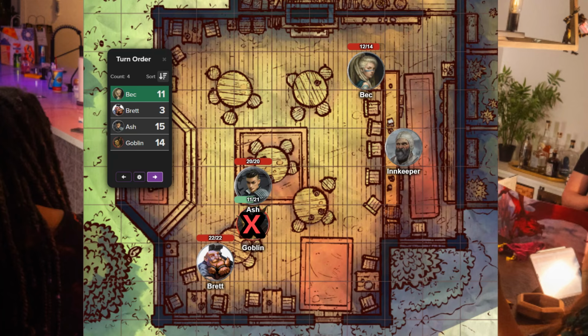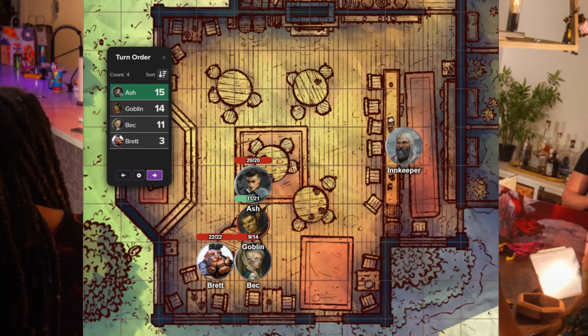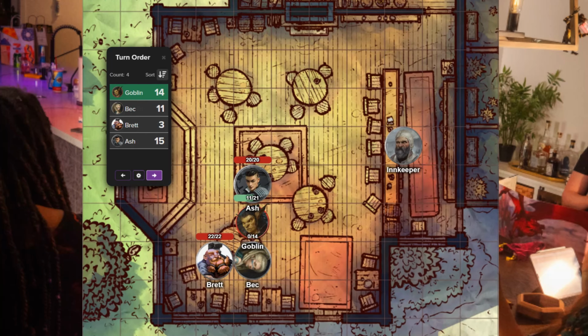But let's say things went a little bit differently. What if it was the goblin that rolled the natural 20 and got a critical hit? So let's go back to having Beck having 9 hit points. The goblin rolls 2d6 plus 2, rolls a 5 and a 4, plus 2 to deal 11. Now Beck has 0 HP. Her character falls to the ground and is unconscious.